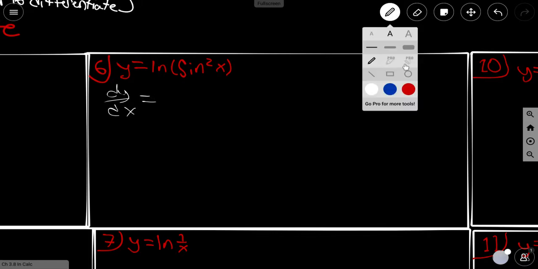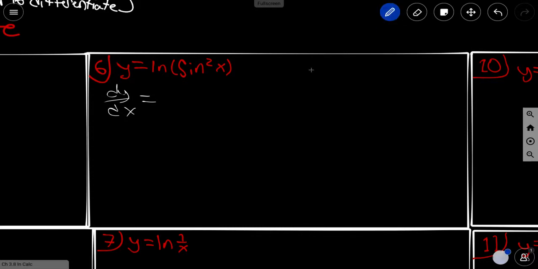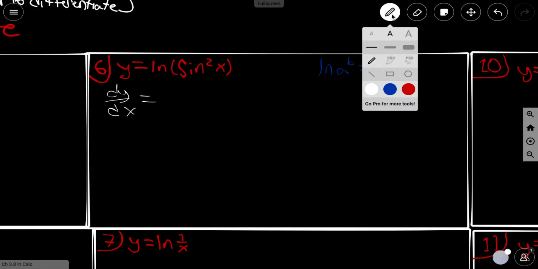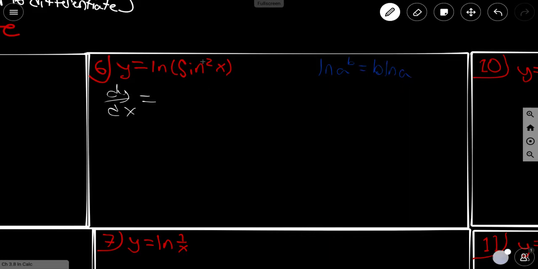So I want to note a rule that we're going to use for this one. I think this is like the exponential power rule. So this is a rule that we're going to be using. And b for this equation is going to be 2. So first, we're just going to rearrange it. So 2 ln sine x. I haven't differentiated yet. I'll do that in the next step.